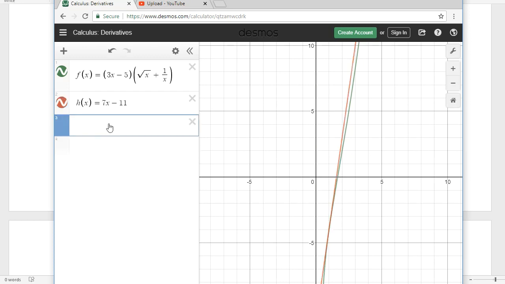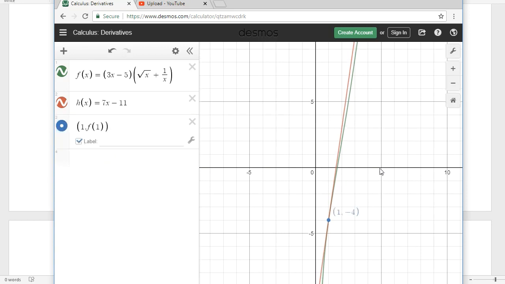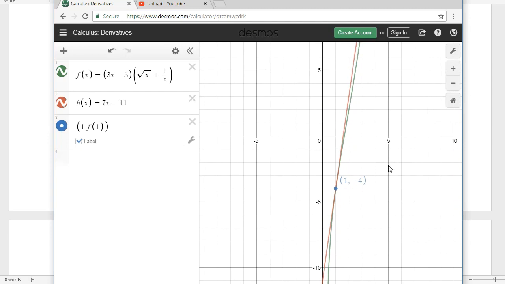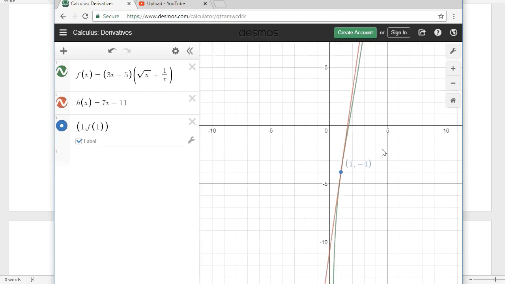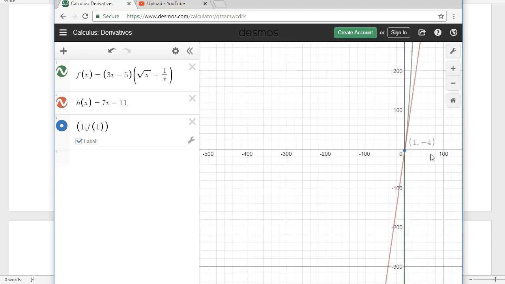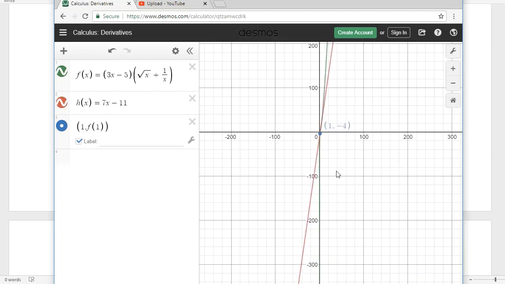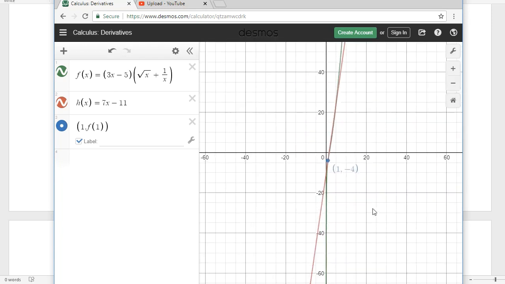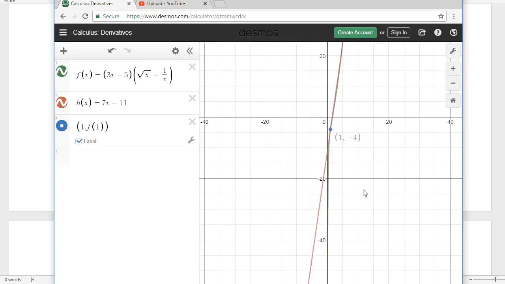In fact, let me plot that point. Let me do 1 comma f at 1. It's going to plot that point for me. Let's label it. That'll be fun. So there's the point of tangency. It looks like we have a tangent line, like we've done correct work. Let me scroll and zoom out a little bit here, and you can see the tangent line in red appears to be glancing below to the function there. So it looks like we have a good equation for our tangent.